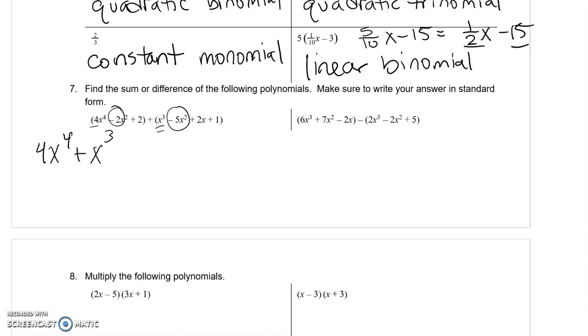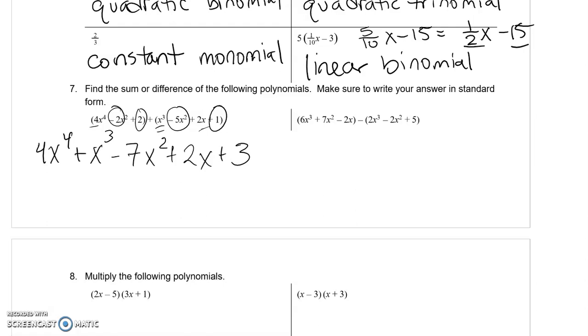Finally get some like terms for our next degree. We got a negative 2x squared plus a negative 5x squared, and if you're careful with your numbers, it's going to be minus 7x squared. Please note the exponent doesn't change. The next one is 2x, which doesn't have a like term, so it's a plus 2x, and then finally 2 plus 1 for our constants gives us 3, so there it is in standard form.